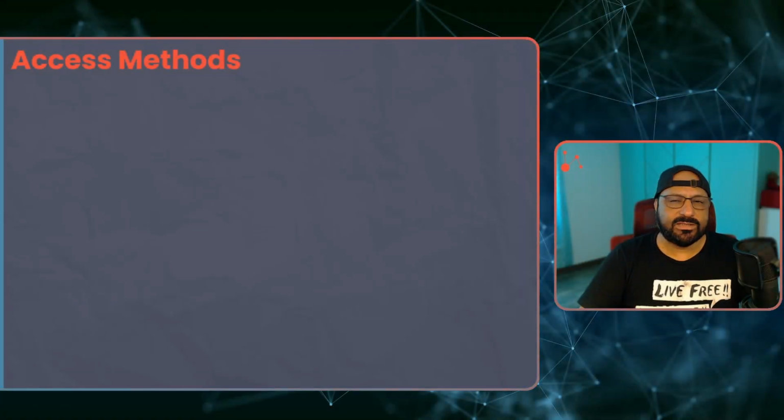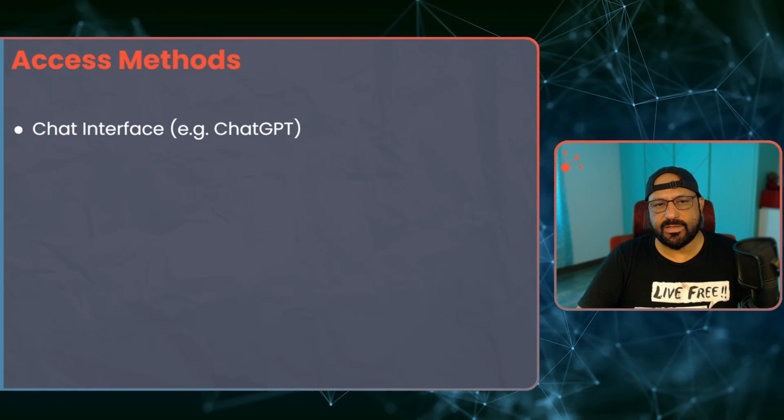So how do we access these models, LLMs? There are various methods. The most common one, which we use every day, is the chat interface. You just go to the ChatGPT website or Gemini website, open it and start using it. If you have taken a subscription, then probably you'll have access to a better model. Otherwise, I think they have a free tier as well. Everybody who is using AI knows that the chat interface is the most common one.